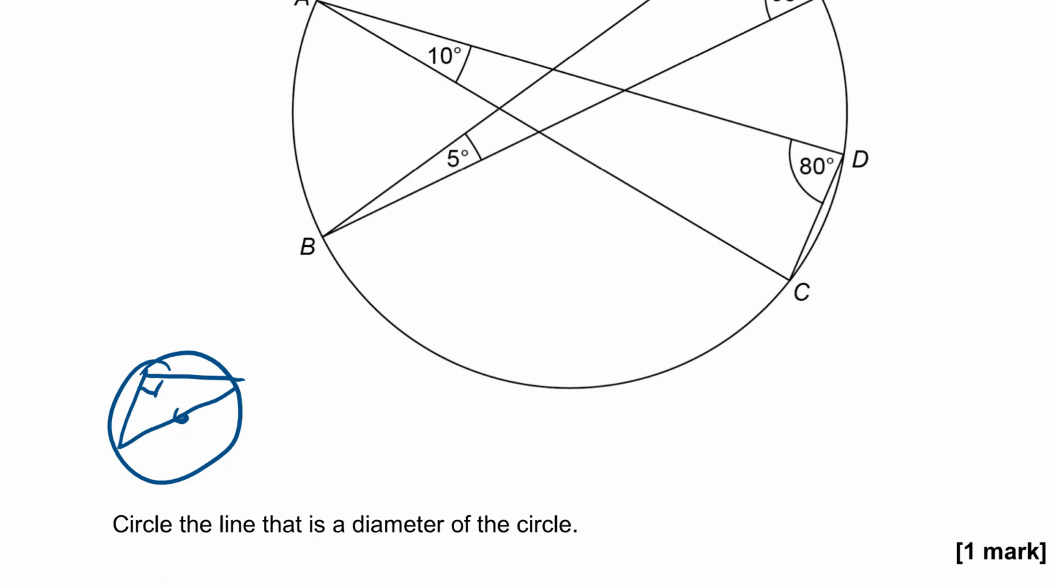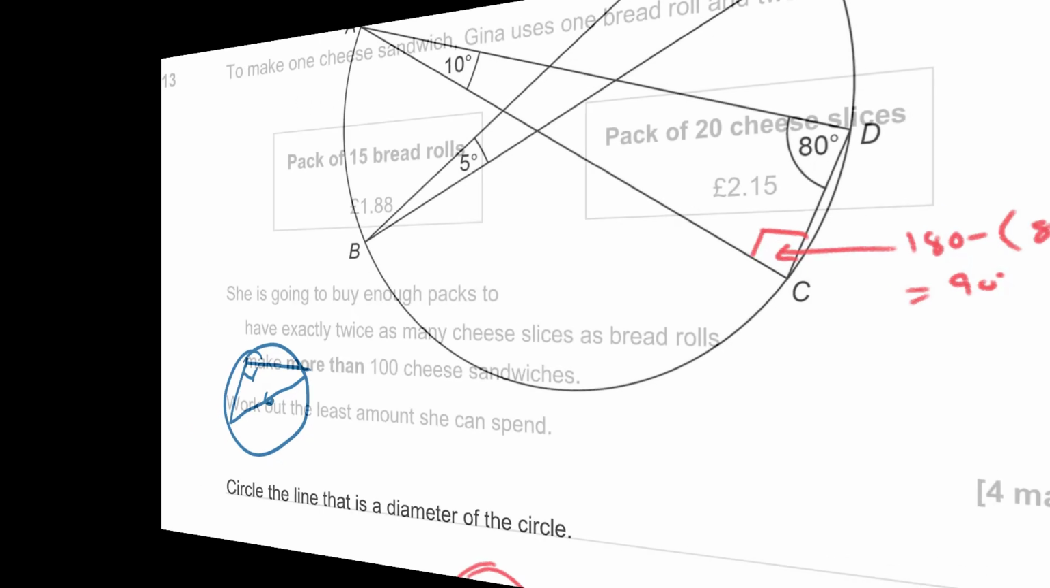This other triangle here, what's this angle here then? So this one would be 180 minus 80 and 10. 80 plus 10 is 90, and 180 take away 90 is 90. So that's my right angle there, isn't it? So because C is a right angle, that means that AD must be the diameter. So that one.